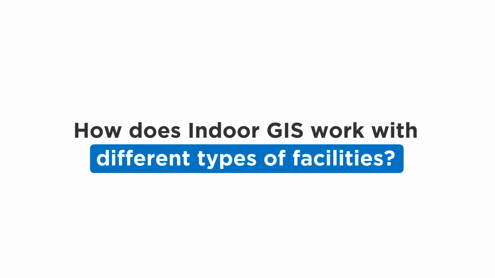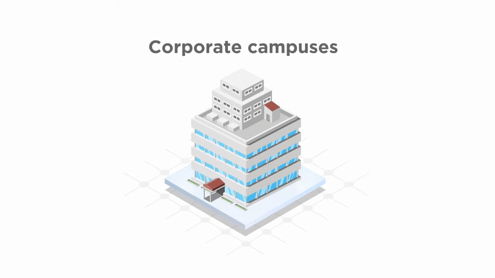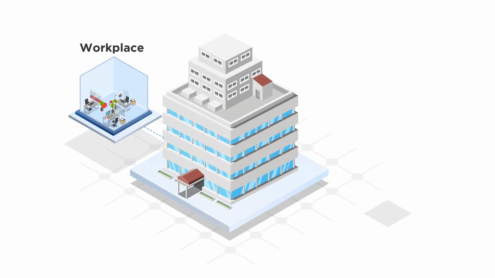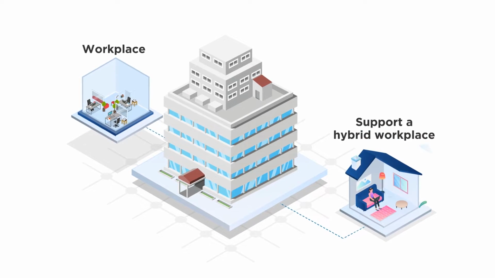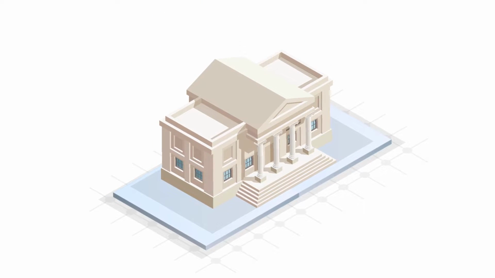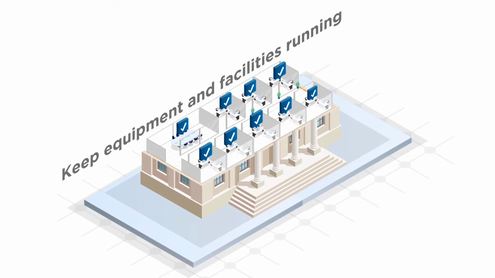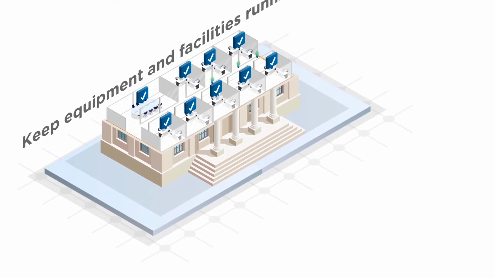How does indoor GIS work with different types of facilities? Corporate campuses deliver a better workplace experience, support a hybrid workplace, and improve maintenance services. Government buildings continually assess and optimize space use and condition and keep equipment and facilities running.